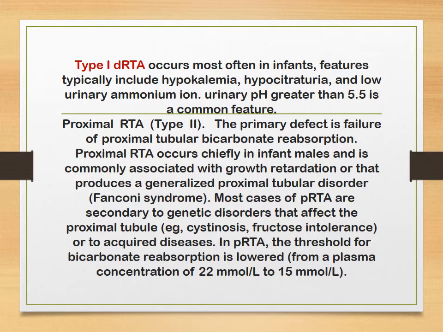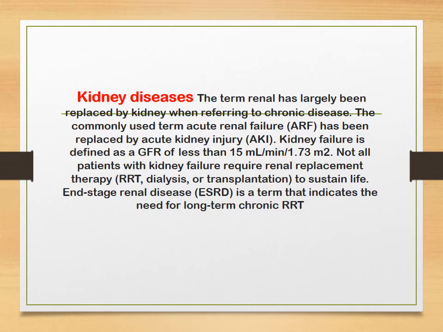In the proximal tubule, usually the threshold for bicarbonate absorption will decrease to 15 instead of 22 millimole per liter, which results in excessive loss of bicarbonate. Kidney disease is usually used to replace that of renal, whether chronic or acute. Kidney failure is found when GFR is less than 15 milliliter per minute per square meter, and this is usually the end stage of kidney disease that needs renal replacement therapy or dialysis.